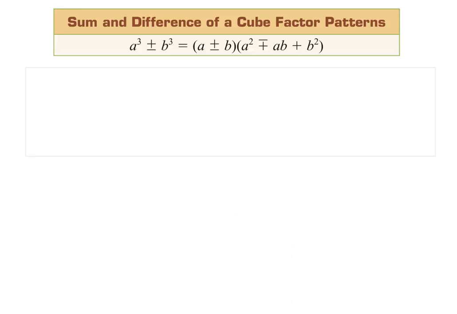So when we did our bell work, we actually multiplied these. All right, so on your bell work, you had a plus b, and you were multiplying that by a squared minus ab plus b squared. And when you multiplied it out, you got a cubed plus b cubed. All right, these are special case factoring.